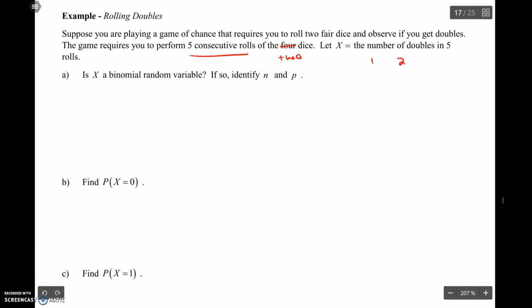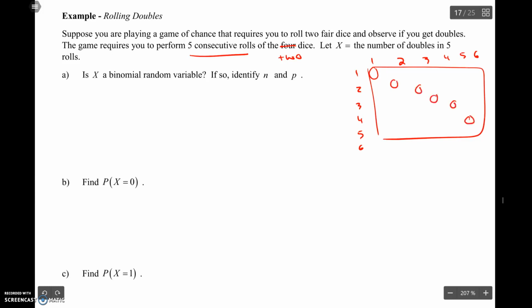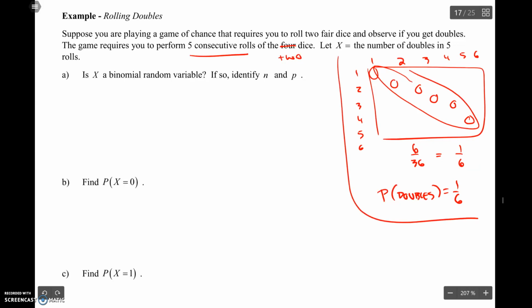So first of all, we need to kind of review how likely it is that you get doubles. And I don't really want to spend a whole lot of time on this, but if you remember this sample space, equally likely outcomes, there's 36 squares in here. And basically, that diagonal are the ones where you get doubles. So that's going to be 6 out of 36, which is 1/6. So the probability that you get doubles when rolling 2 fair die is 1 out of 6. Okay? So that's kind of what we need to set up this problem.